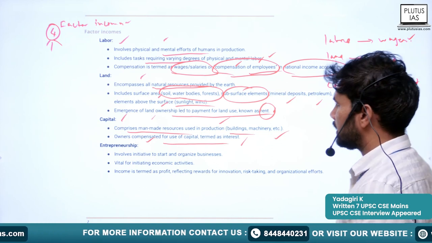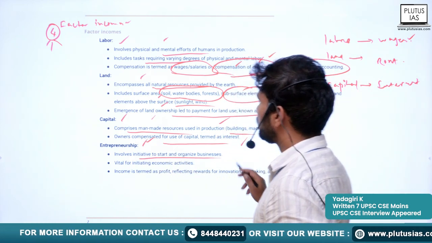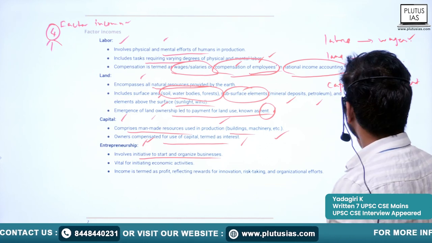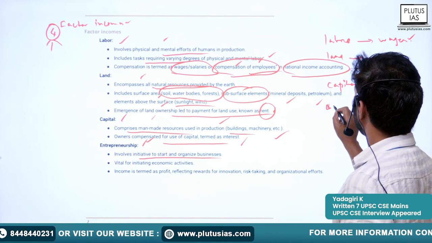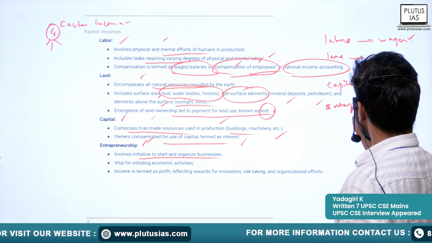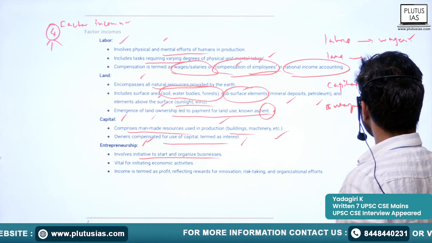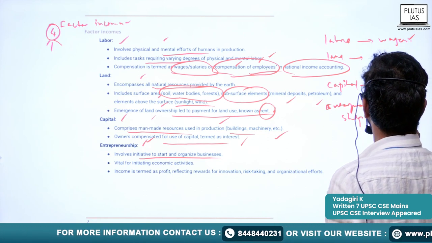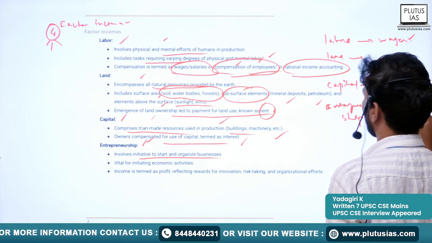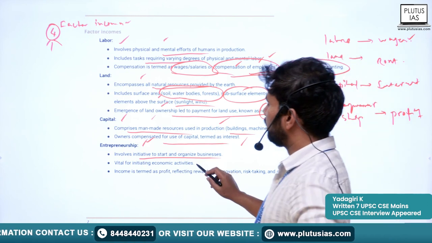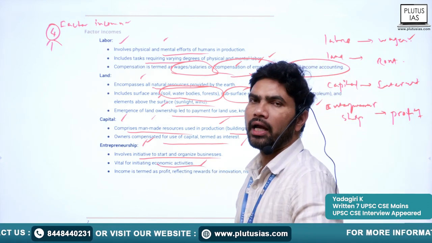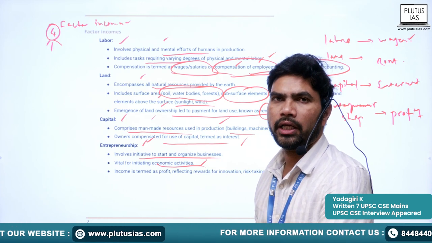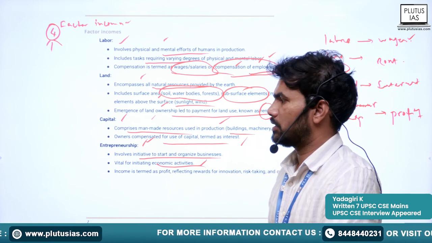Right. Next is entrepreneurship. So it involves initiative to start and organize business. So basically, entrepreneurship earns profit. Right. So it is vital for initiating economic activity. So entrepreneurs are those who are starting or initiating a new business, right?